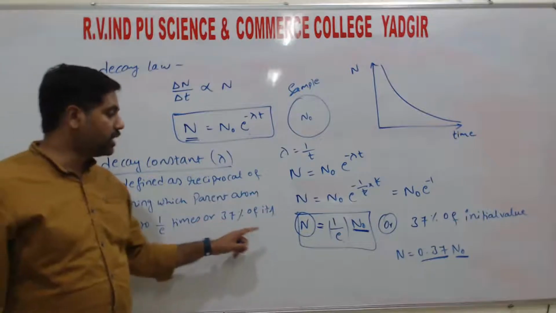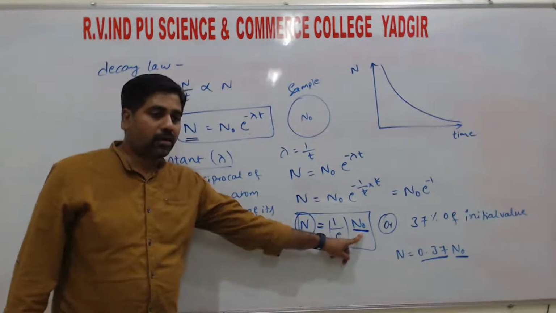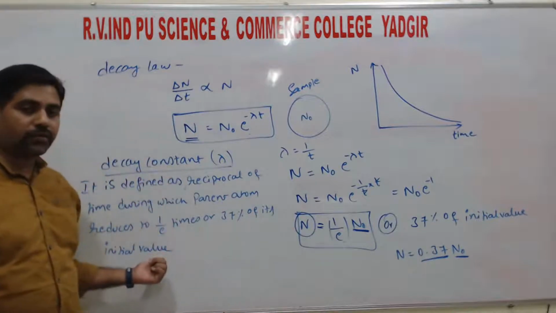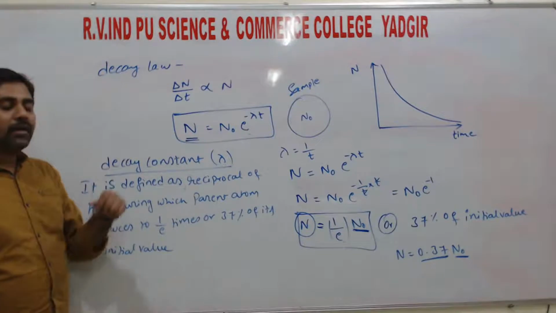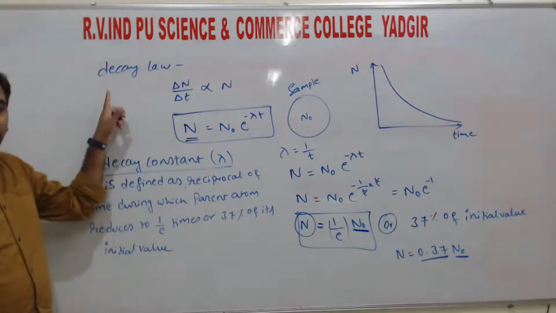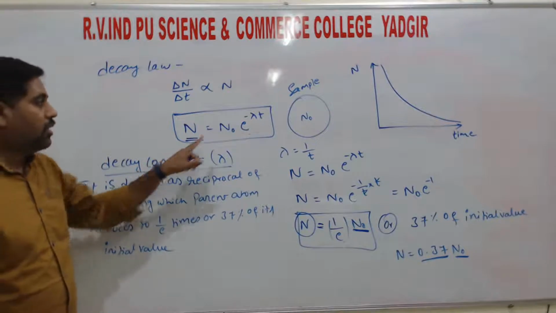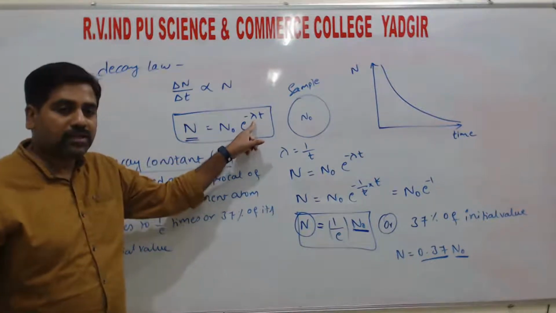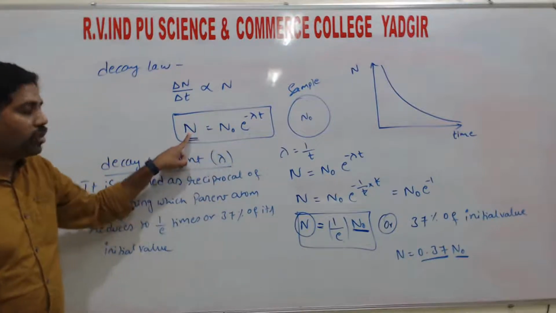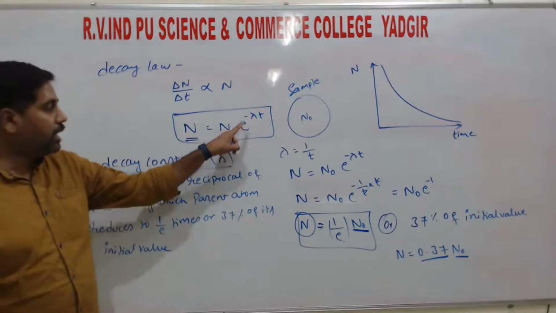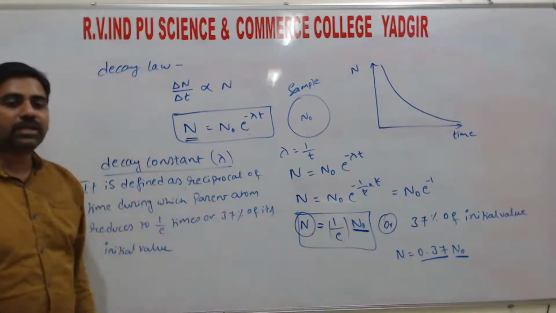So for decay constant, we have N is equal to N0 by e, right? This is the definition of the decay constant. By using the radioactive decay law, we define the decay constant such that the value of lambda is the reciprocal of the time during which the number of nuclei reduces to 1 by e times its initial value.